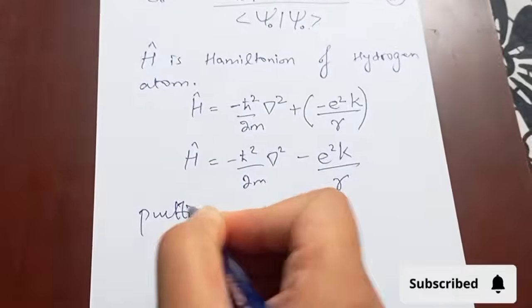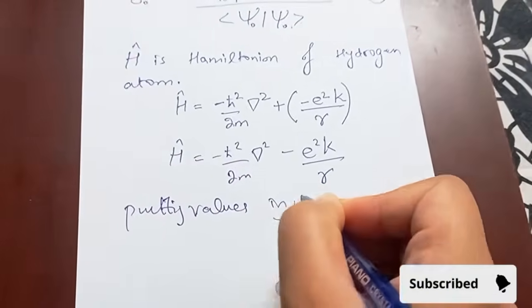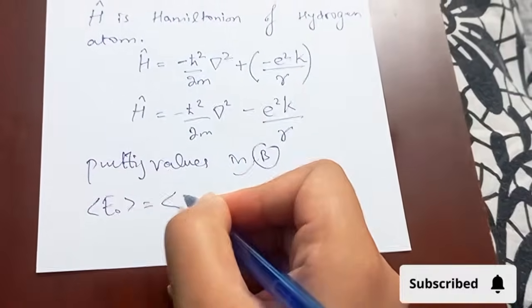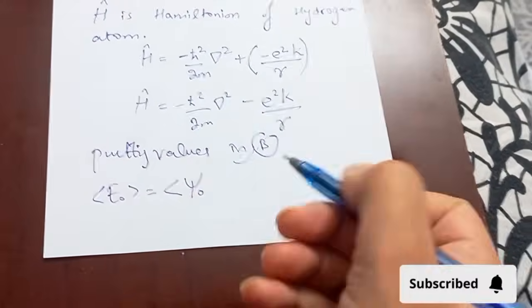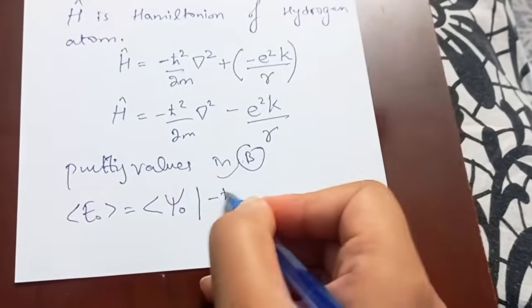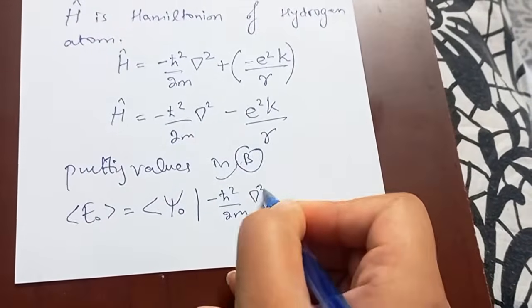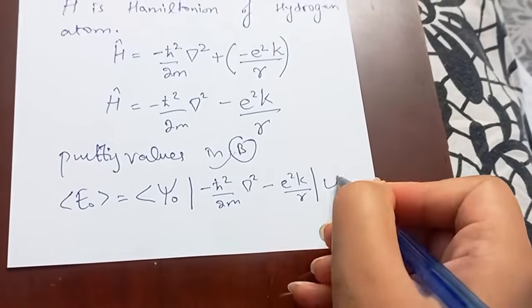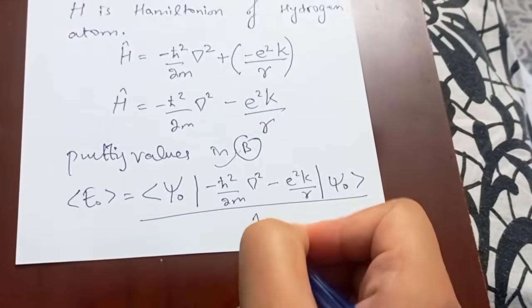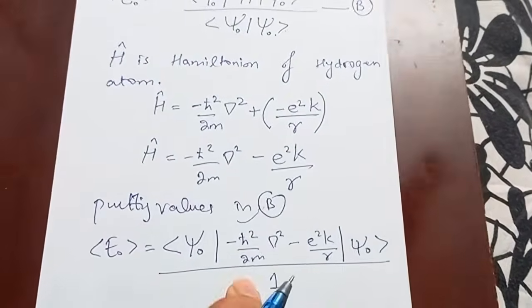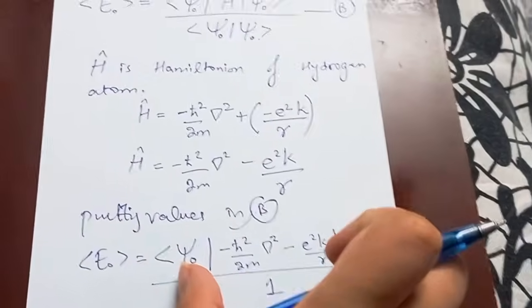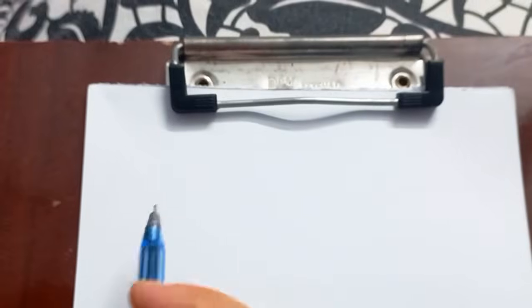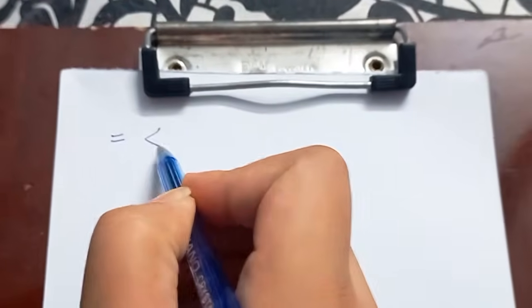Putting values in B, we get this situation. Psi naught, let me write the Hamiltonian first. The denominator is equal to 1, so in later steps we'll just continue with this single line. So let's simplify it.